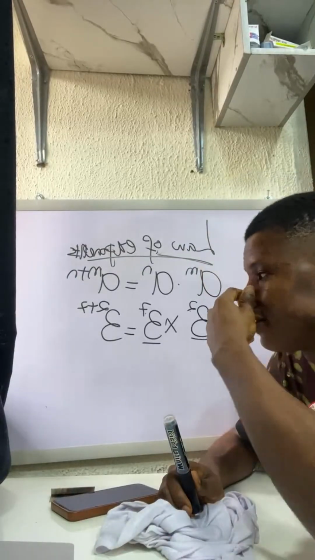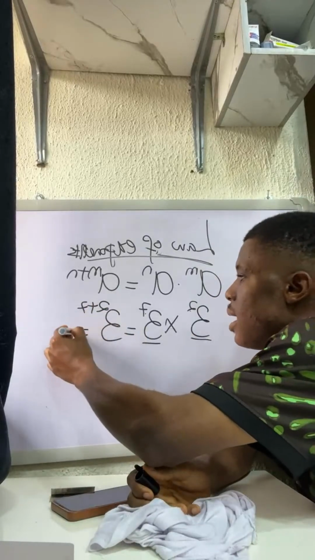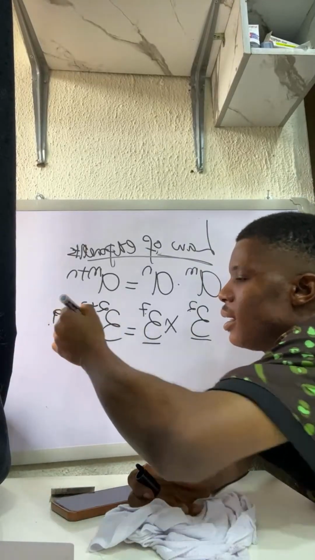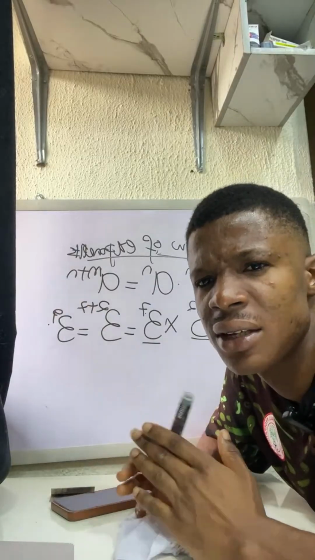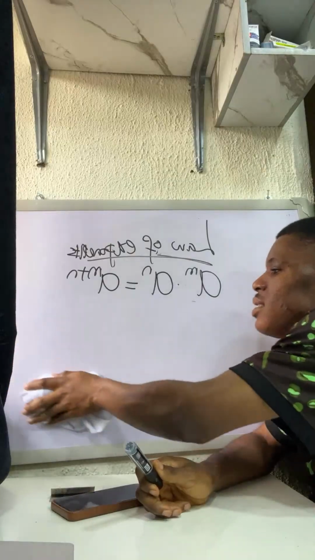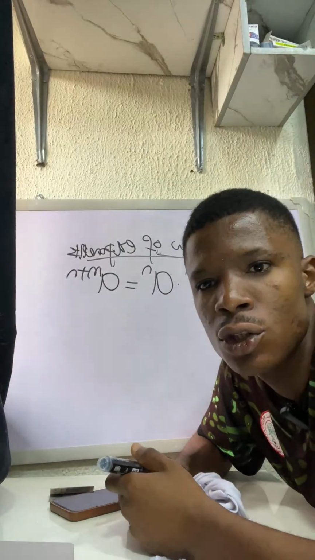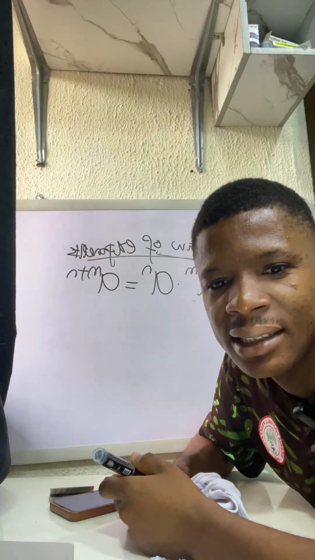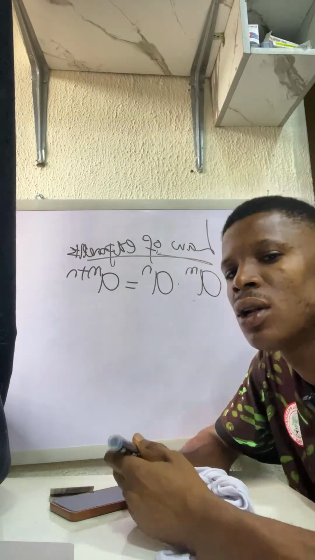2 plus 7 is 9. So the answer is 3 power 9. Okay? So this is very, very simple. It's just for you to know that whenever the bases are equal, all you need to do is to add the powers. Okay? So let's take another one.